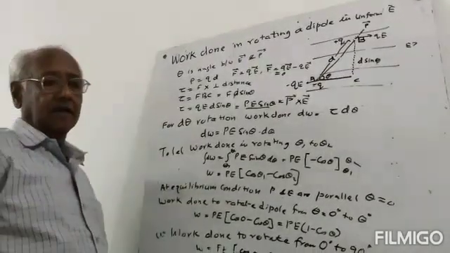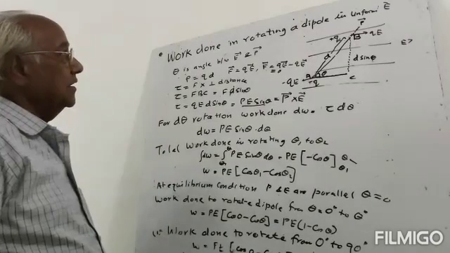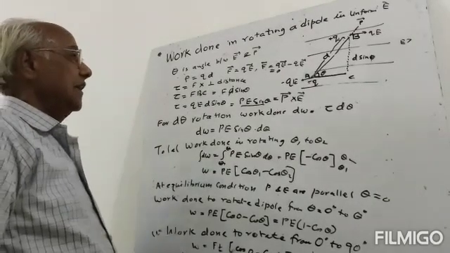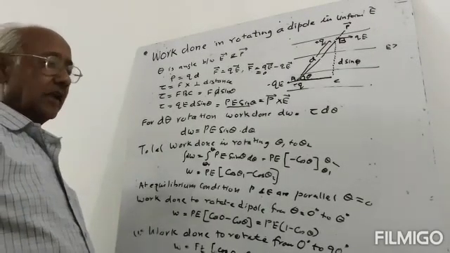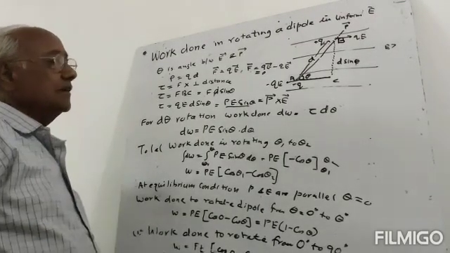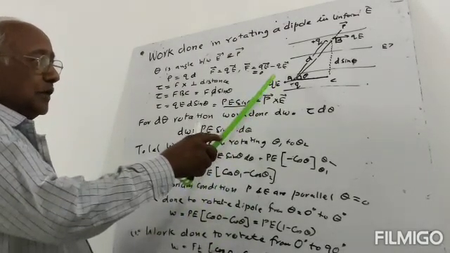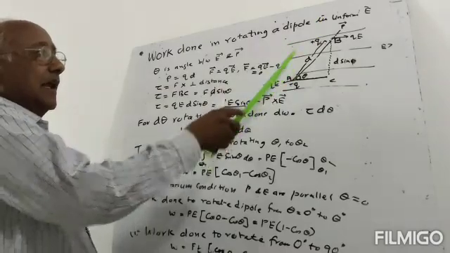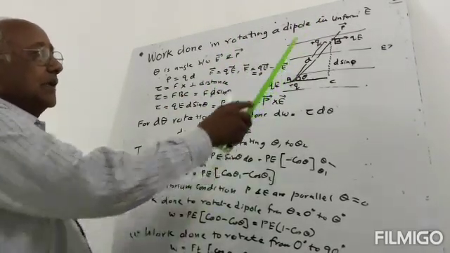Today we will start work done in rotating an electrical dipole. Now, what is an electrical dipole? An electrical dipole is a combination of two equal and opposite charges at a very small distance.